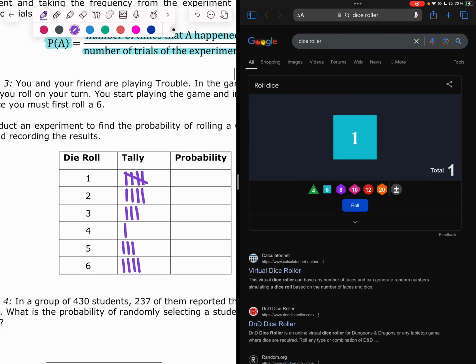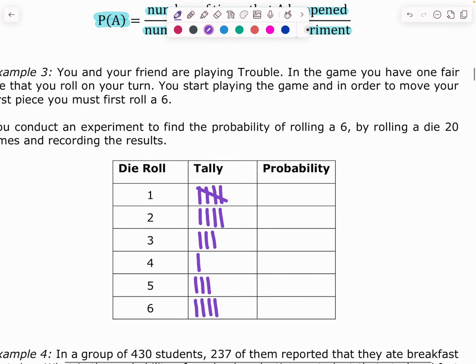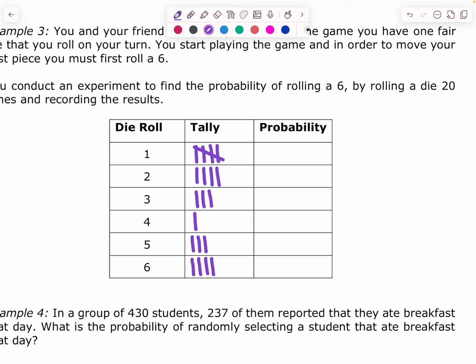So I'm going to get rid of this Google screen. Woo, and that's really zoomed in now. Zoom that out. So now we can calculate the probability. We did 20 trials. So to calculate these probabilities, we're just going to take the number of dice rolls for each one. I'm going to make my pen a little smaller and divide that by 20.